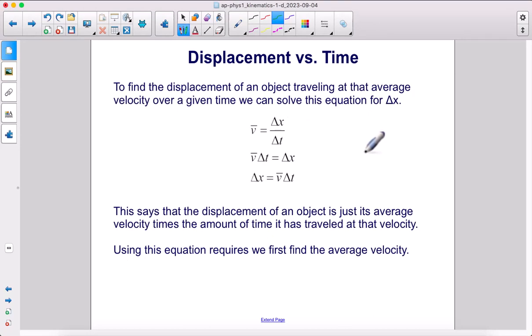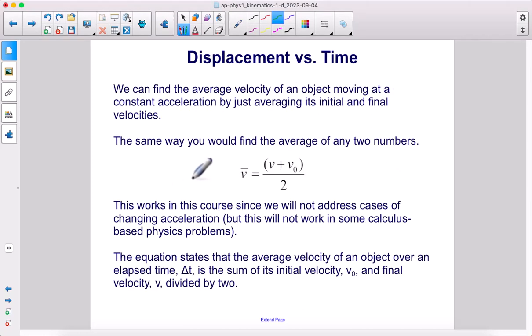To find the displacement of an object traveling at that average velocity over a given time, we can solve this equation for delta x, displacement. So multiply both sides by delta t and flip it around, and we get displacement equals average velocity times the change in time. This says that the displacement of an object is just its average velocity times the amount of time it has traveled at that velocity. Using this equation requires we first find the average velocity.